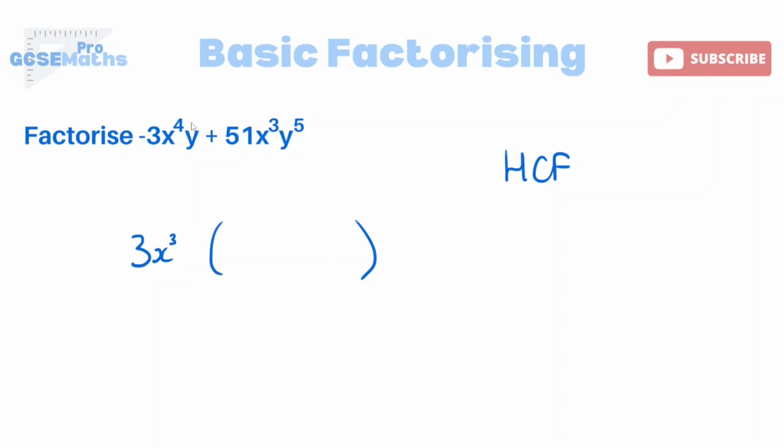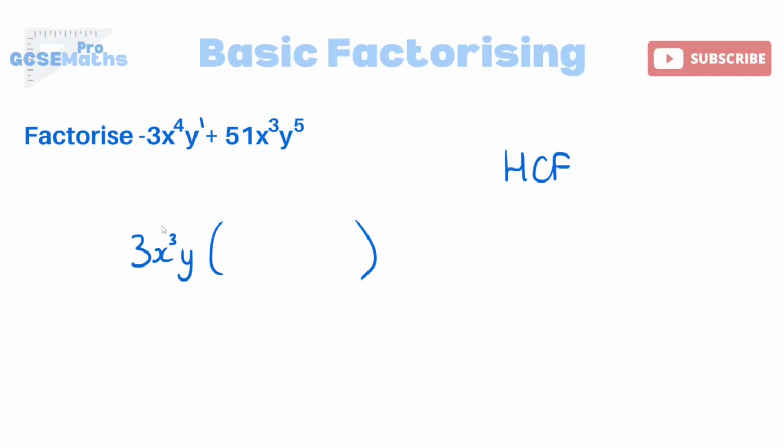And then we're going to look at the y's. So here we've got y, which is technically y to the power of 1. And in the second term, we've got y to the power of 5. So in common, they both have y to the power of 1, don't they? I'm just going to write that as y, though. So our highest common factor on the outside is 3x cubed y.